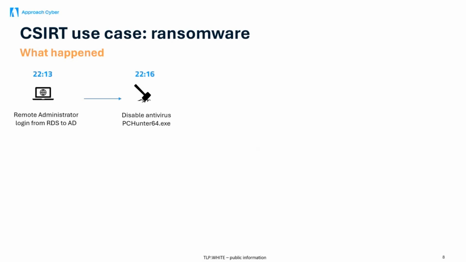A couple of minutes later, we've seen on that machine an attempt to disable the antivirus using a dedicated malware tool. Still a few minutes later, the hacker dropped a beacon that was launched through PowerShell execution. Basically, the beacon was installed just to establish a connection between the victim environment and the command and control servers from the hacker.